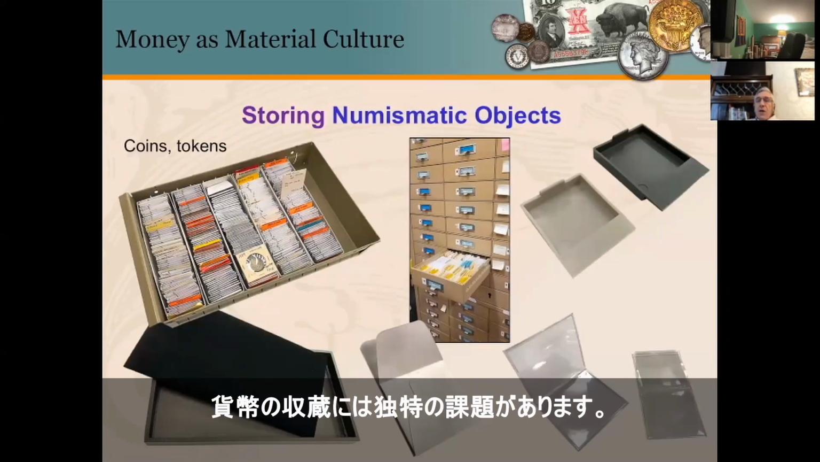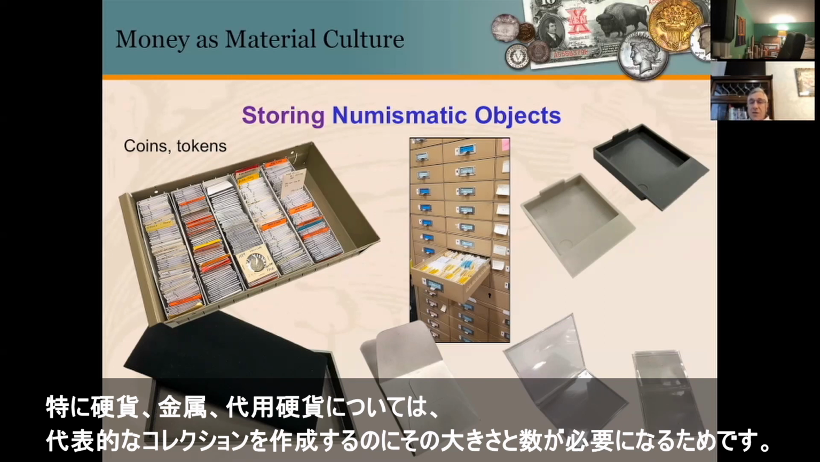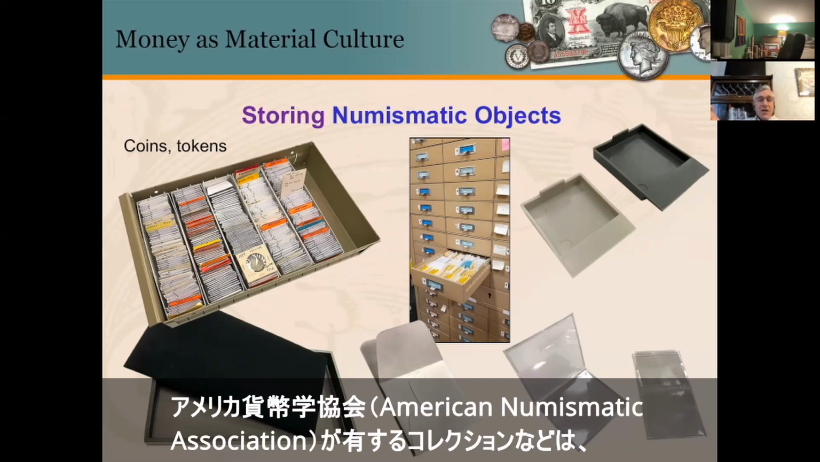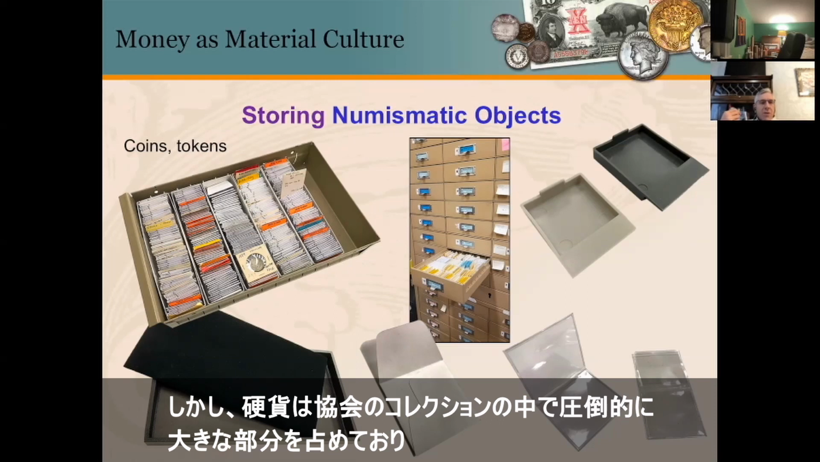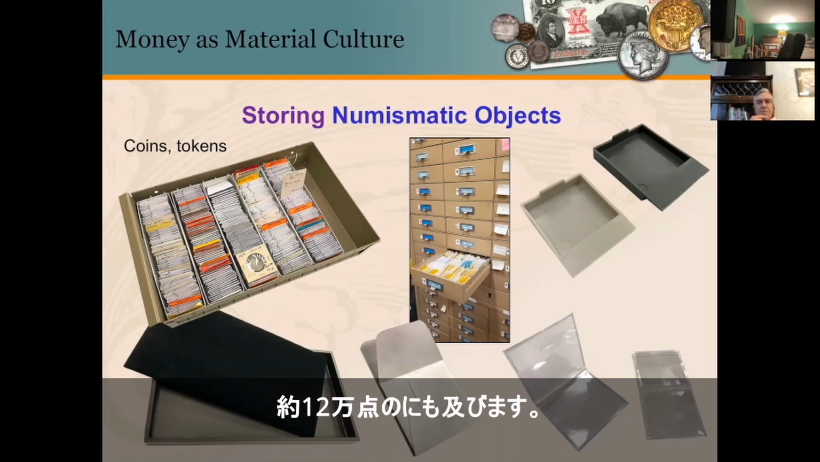Now, talking about storage, storing numismatic objects provides its own unique challenges, especially for coins, medals, and tokens, mostly due to their size and the numbers needed for a representative collection. A collection such as the A&H collection encompasses approximately 275,000 objects, which range from paper money to coins, medals, and related objects, including a few money banks and weights and measures, scales, that kind of thing. But coins are by far the largest part of this collection, with about 120,000 of the objects being coins.